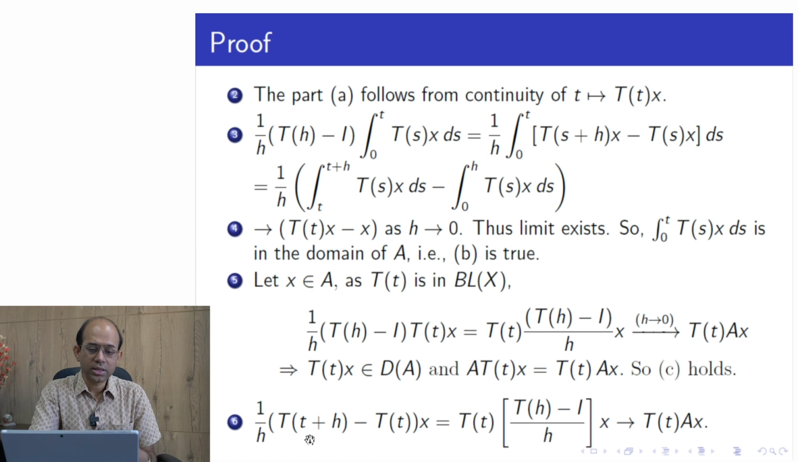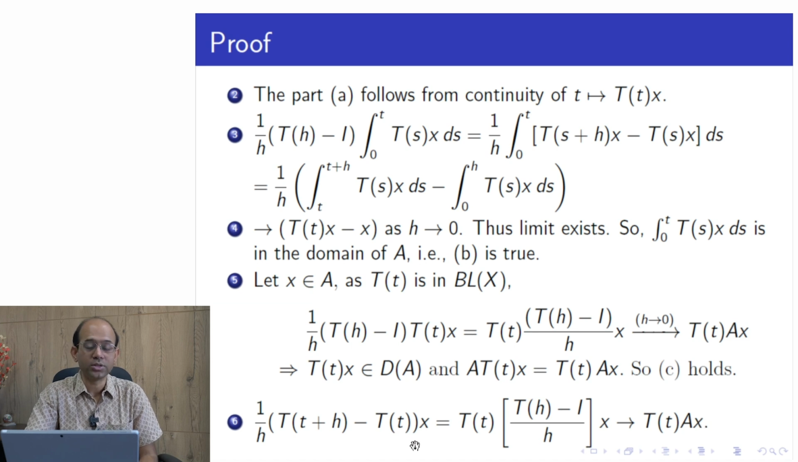Since T is a semigroup, T(t+h) is equal to T(t) composed with T(h). So we can take T(t) common. After taking T(t) common, what we are left with is T(h) from here, and here I would be left with an identity operator. So we have T(t) times (T(h) minus identity) divided by h. However, since x is in the domain of A, this limit exists and converges to Ax, and T(t) is a bounded linear operator, which means it is continuous. So this converges to T(t)Ax.